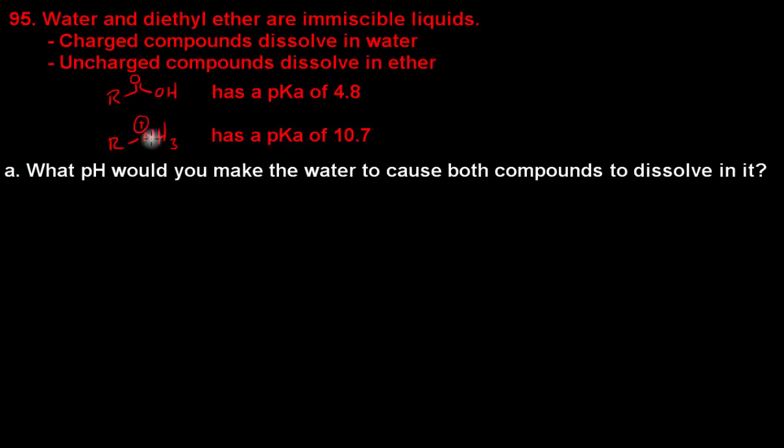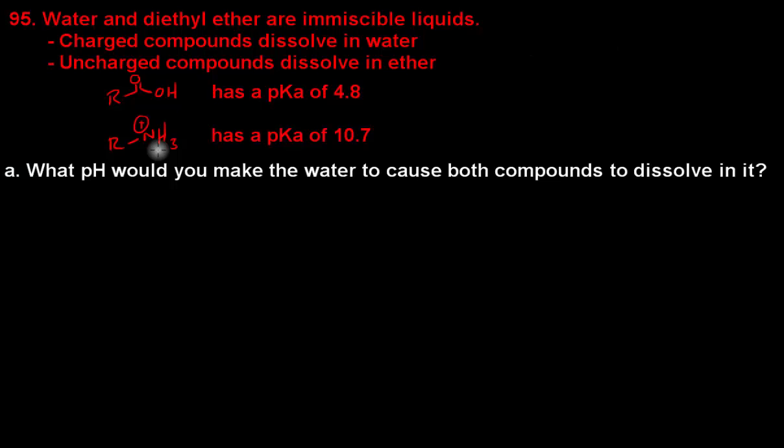So question 95 is giving you a couple of things right off the bat. It's telling you that water and ether are immiscible liquids, which is basically telling you that you have an oil and water kind of scenario going on. So if you took a liter of water and a liter of diethyl ether and mixed them together, you would actually get no mixing at all.